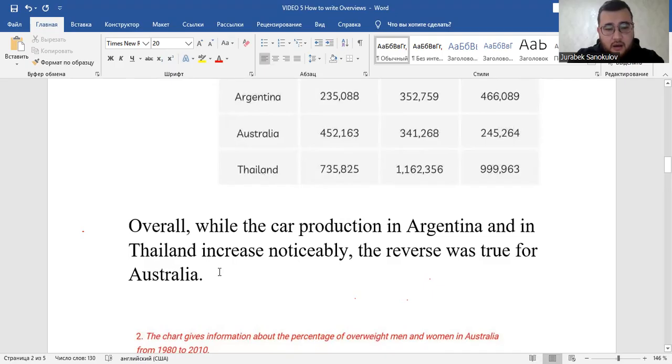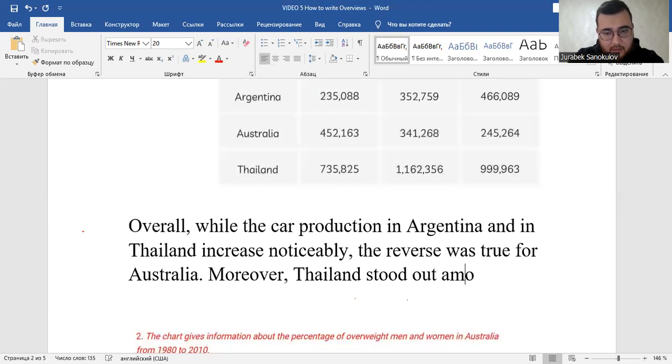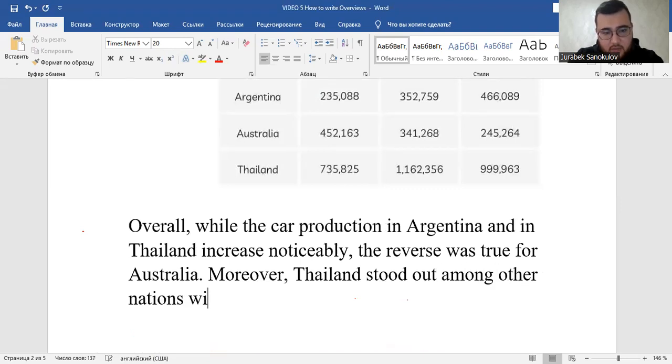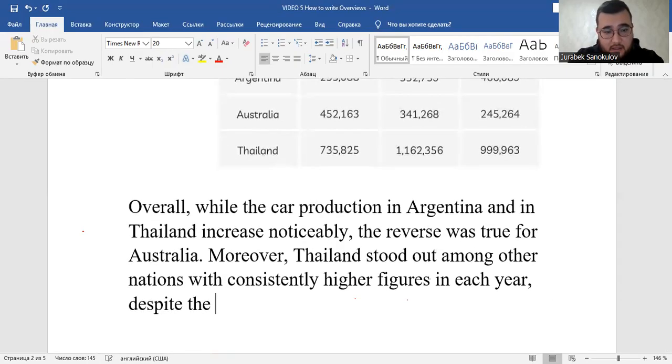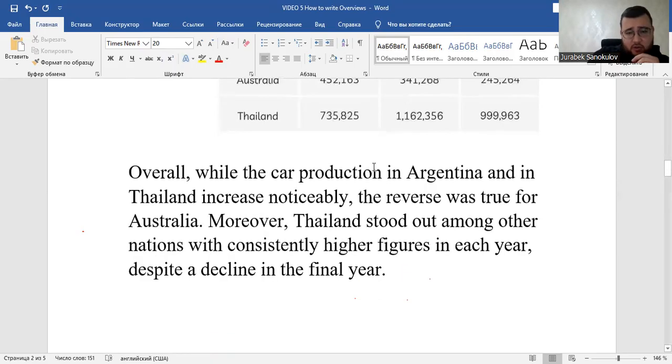Now, moreover, we say to include the final thing: Thailand stood out among other nations with consistently higher figures in each year despite a decrease or decline in the final year. That's it. I believe this is a very good overview.